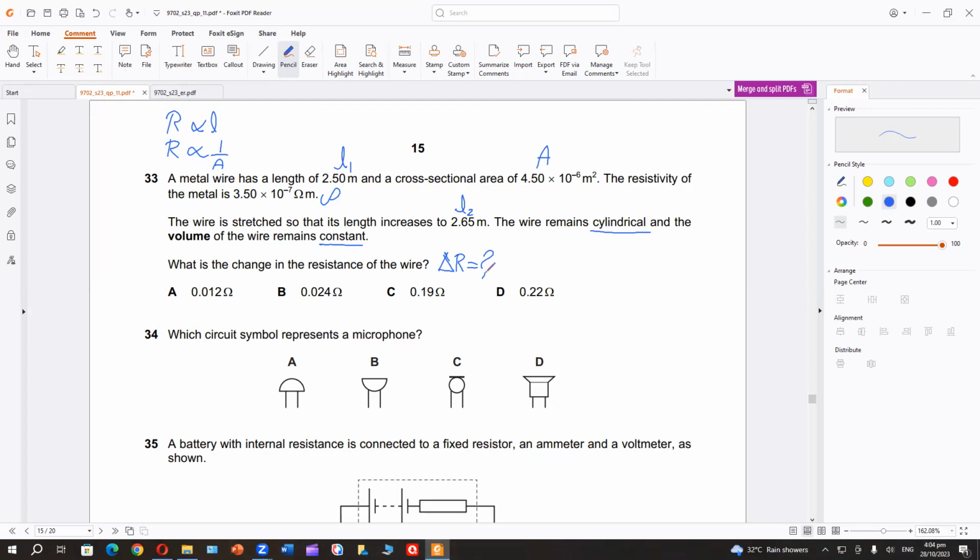Volume is cylinder volume. The formula for volume of cylinder is pi r square into h. Or in easy terms, volume is equal to area into length. So I have this formula, volume is equal to area into length. Length increases to 2.65. Volume is constant. I can get the new length and then we can apply the ratio, but how can we get it?